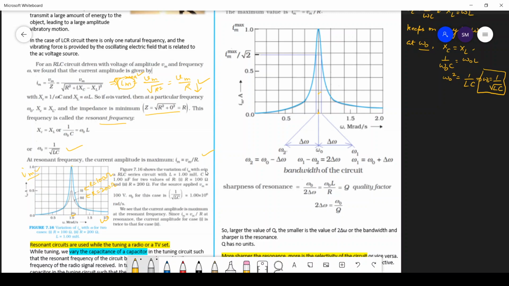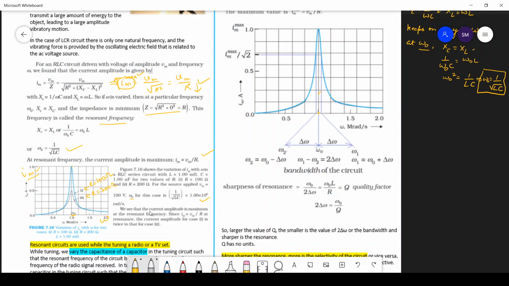The variation of Im with omega in an RLC series circuit with L equal to 1 millihenry, 10 raised to the minus 3 henry, and capacitance equal to 1 nanofarad, meaning 1 into 10 raised to the minus 9 farad, for two values of R. First R is equal to 100 ohm, and R is equal to 200 ohm for the second graph. The source voltage applied is 100 volt, the same. And angular frequency omega naught for this case is 1 upon root LC. So put the value of L and C and you will get the value of omega naught.